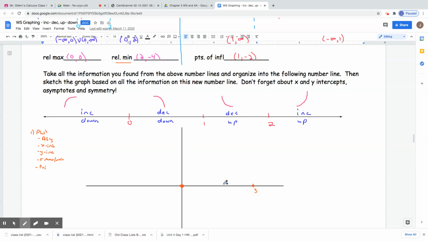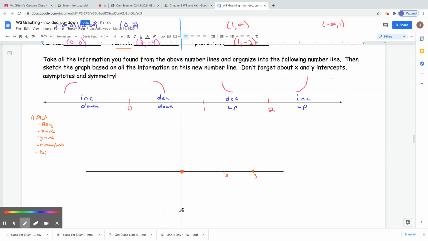So just label 2, and then sometimes these numbers, I will warn you, could be like 2, negative 100. You're not going to put slash marks. You just label whatever it is. So in this case, it's negative 4, and I'll put a point right there. And then my point of inflection is right here. That's 1, negative 2. So put a 1, and a negative 2 is roughly there.